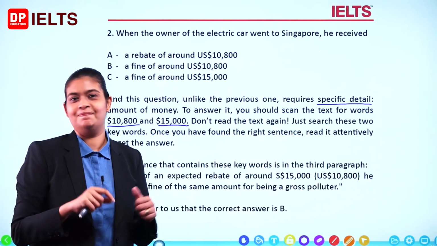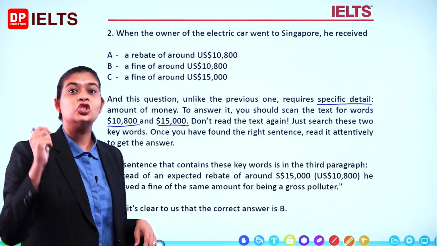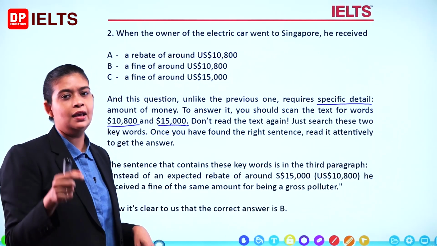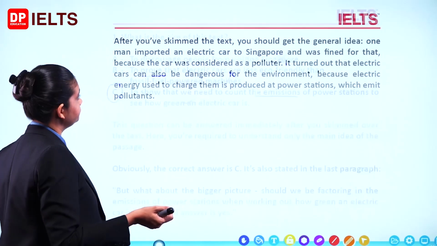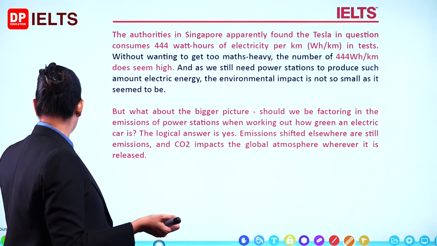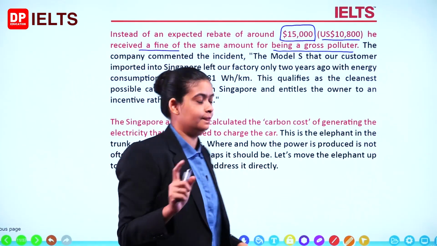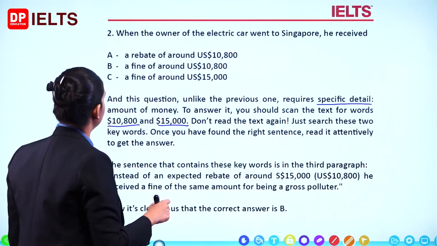Did he get it? No. What actually happened? He was charged 10,800 as a fine, okay? As the same amount that would be charged as a gross polluter, for being a gross polluter. So, B seems an okay answer.